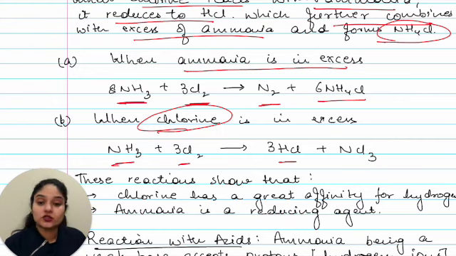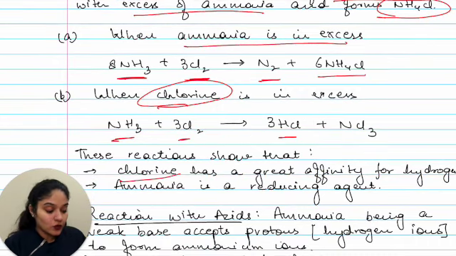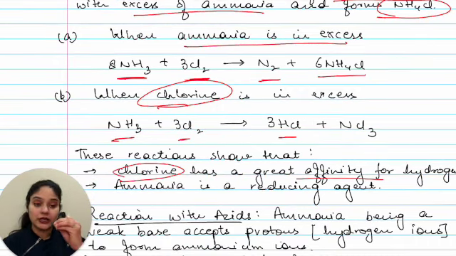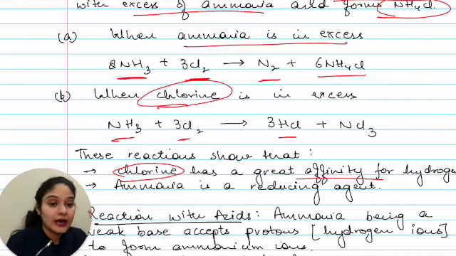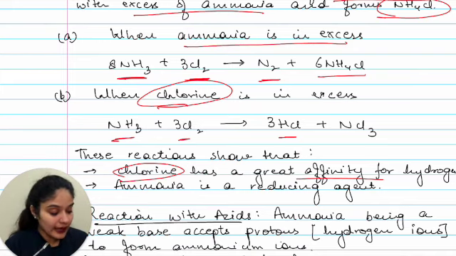What does this show us? This shows that chlorine has a very high affinity for hydrogen, it won't let it go. So it has a high affinity for hydrogen, and ammonia is a reducing agent.